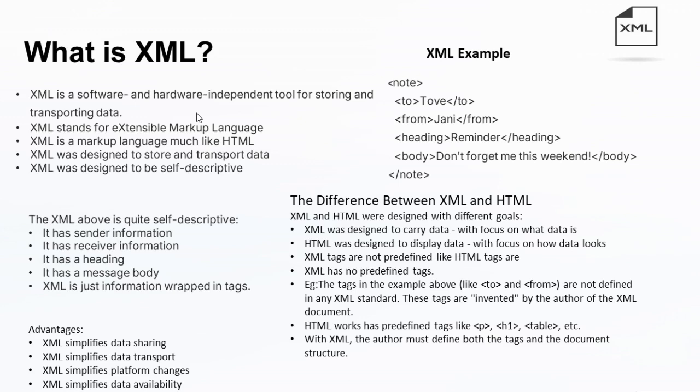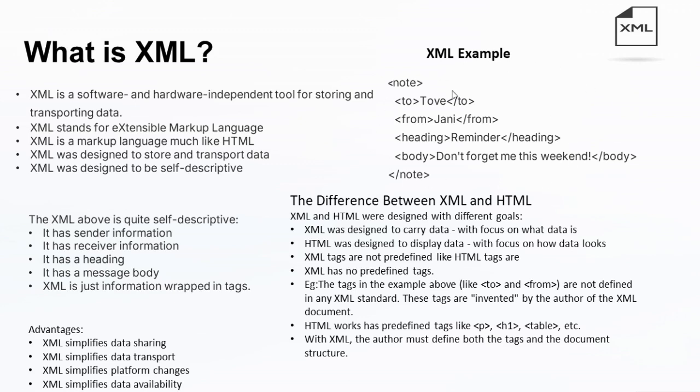XML is also very easy to expand. That is why it is called extensible. It's easier to expand or upgrade an XML to a new operating system, a new application or even a new browser without losing the data. And XML is also very simple. It's quite self-descriptive. It contains the sender information, you specify the receiver information, it has a heading, and it has a message body. Basically, you can say XML is just information wrapped in tags.